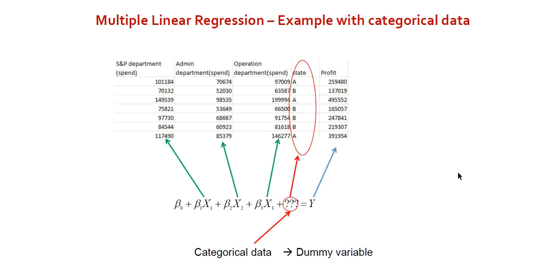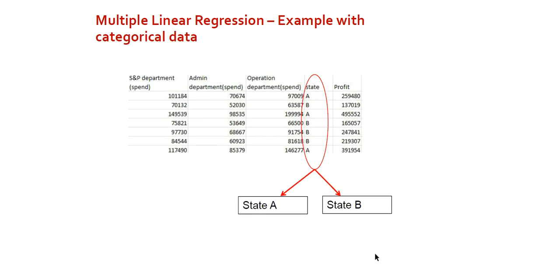Okay, so in multiple linear regression for categorical data, this numerical part is pretty much not really a problem, but this is the problem, right? So to solve this problem, we have to create a dummy variable.